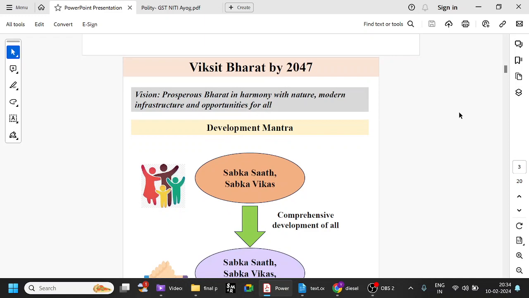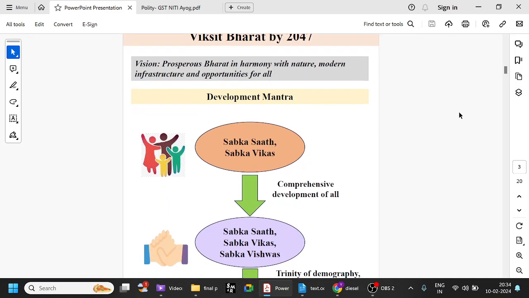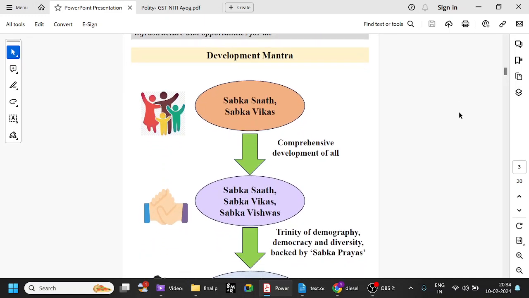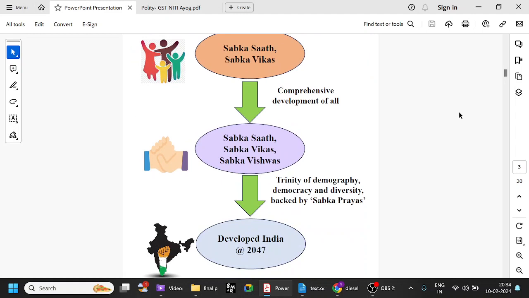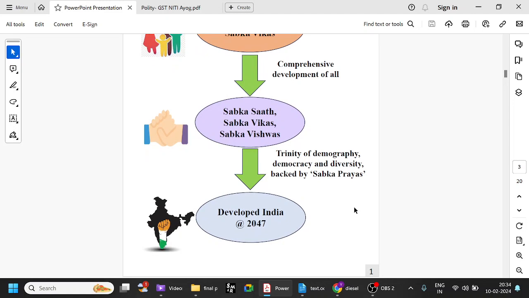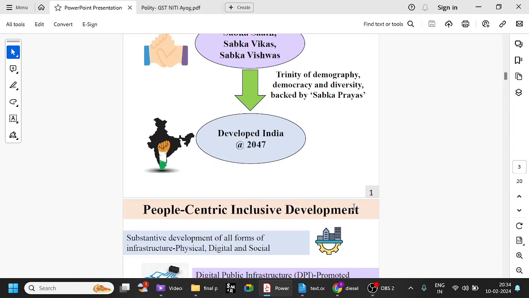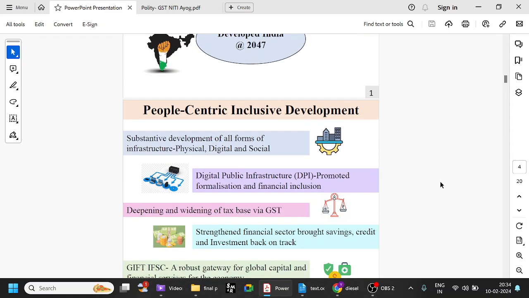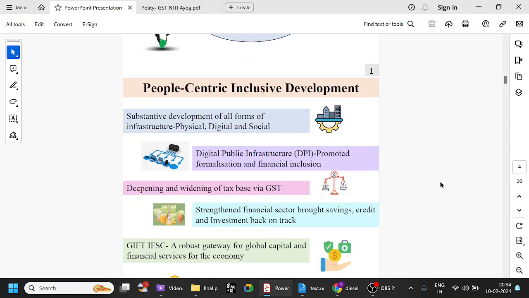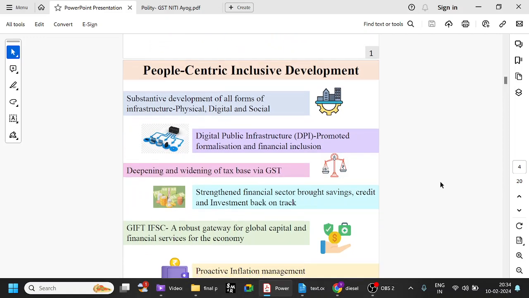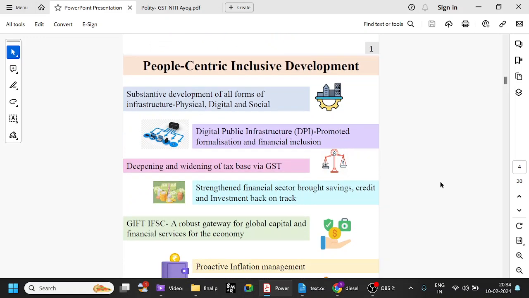And what they're going to do for that: development mantra, Sabka Saath, Sabka Vikas, Sabka Vishwas, Trinity of demography, democracy, and diversity, backed by Sabka Prayas. Anyway, in this, the main thing you have to remember is that the country is going to become a developed country by 2047. So from that page, only that is important. Remember that, and Viksit Bharat. Remember the jargons also. So this you can go through. Nothing to explain much.